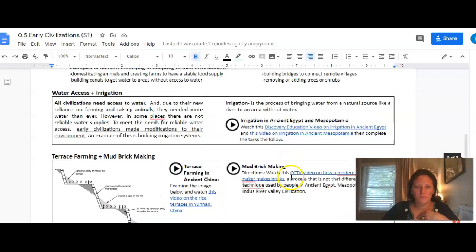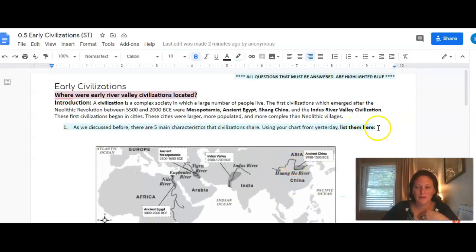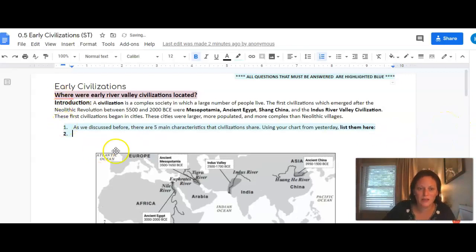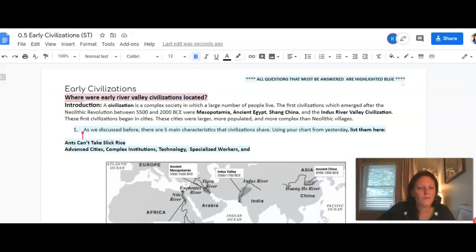I saw a lot of people that were skipping this question right here, and it says, as we discussed before, there are 5 main characteristics that a civilization shares. And remember the acronym that we discussed, that was ANTS, CANT, TAKE, SLICK, RICE. ANT stood for advanced cities. CANT stood for complex institutions. TAKE stands for technology. SLICK was specialized workers, and RICE was for record keeping.